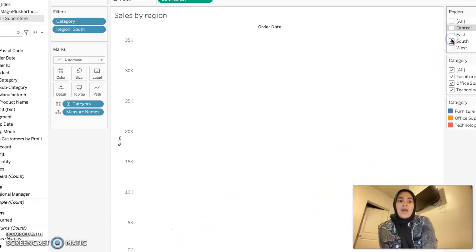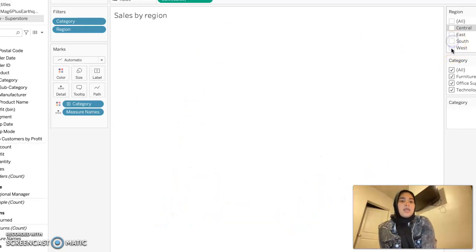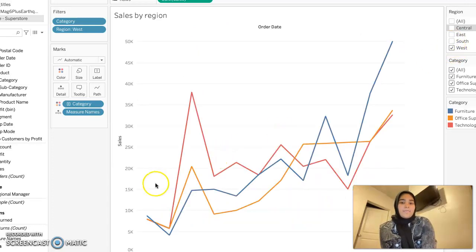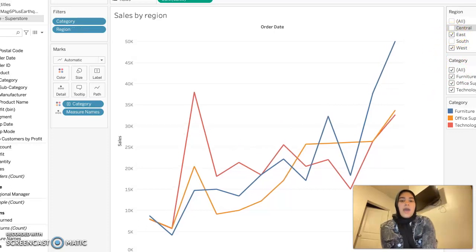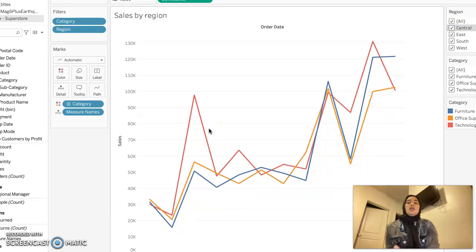However, if we look at the south, we can see that towards the beginning, technology had a lot of sales in the month of March. And if we look at the west, it's a little bit similar to that. If we wanted to add together 2 of the regions, we can put them together. If we wanted to look at all of them together, the total count, we can also do that.